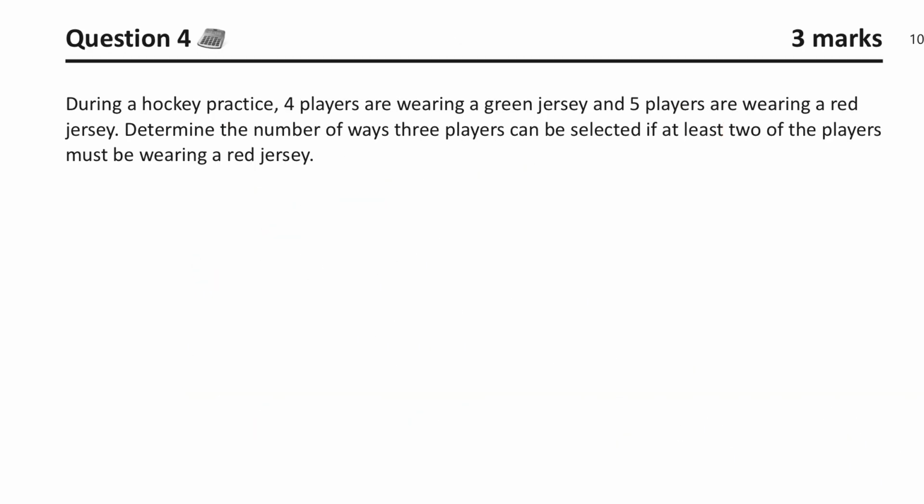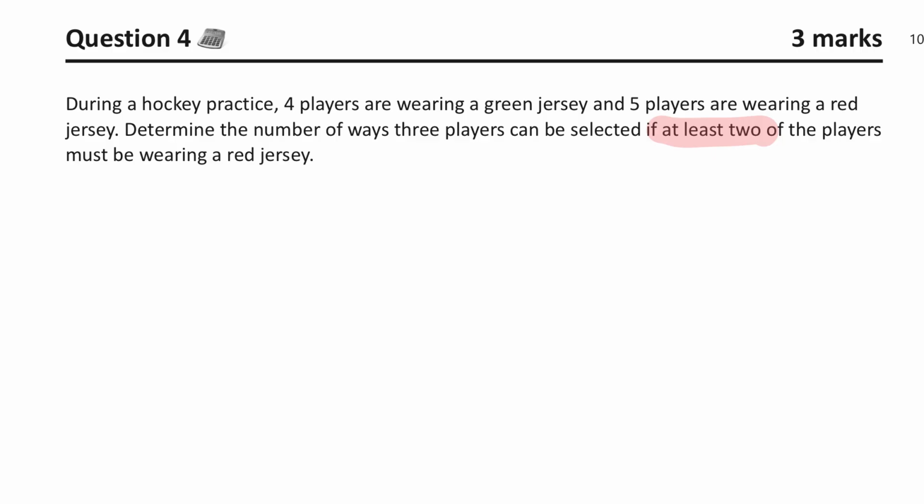Question 4. During a hockey practice, 4 players are wearing a green jersey and 5 are wearing a red jersey. Determine the number of ways 3 players can be selected if at least 2 of the players must be wearing a red jersey. So we've got to look for that at least. That means we're going to do something with cases, I'm thinking here. And we've got some players, so we're thinking some kind of permutation or combination question. In particular, we don't have any names for the players, and they're all wearing a generic jersey. So I'm thinking this is going to be a combination question.